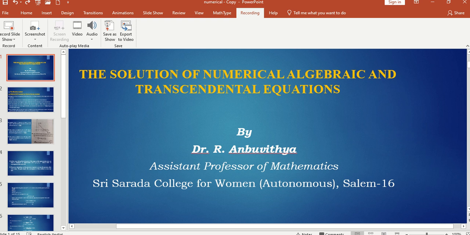Also, from the theory of equations, we recall one theorem, that is, if f of x is continuous in the open interval a comma b, and if f of a and f of b are of opposite sign, then the equation f of x equal to 0 will have at least one real root between a and b. So by using this concept, we see some methods of solving such numerical equations.